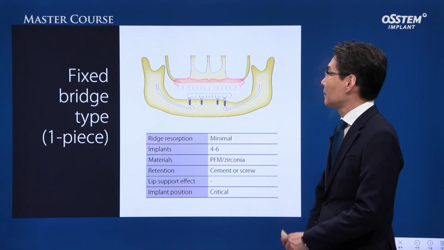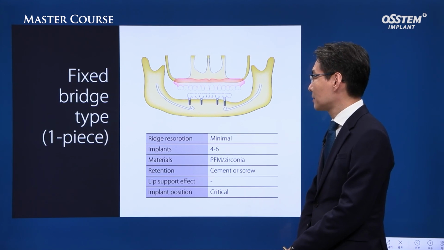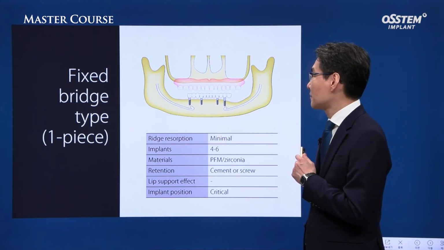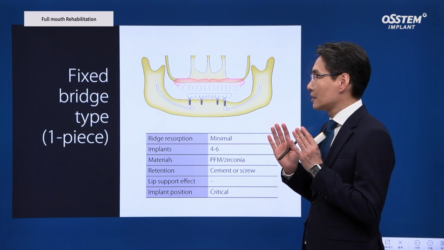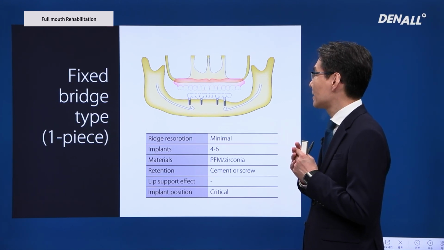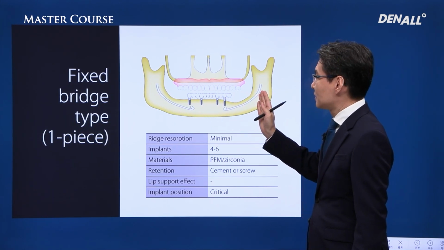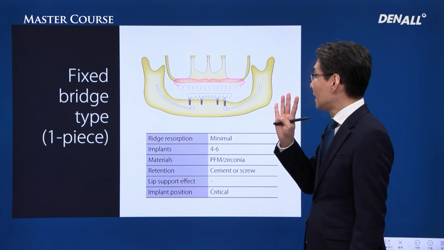Third is fixed bridge type using few number of implants. In this case, a financial factor plays in strongly. So I've talked about placing 6 to 8 implants in the lower to be able to do segmentation, especially in the case of lower. The minimum number of implants to restore fully edentulous arch is 4 implants.